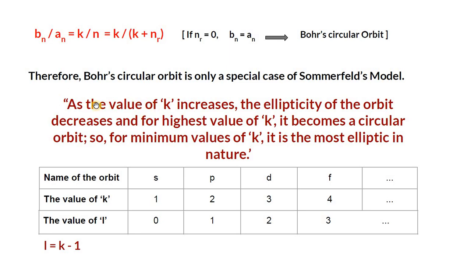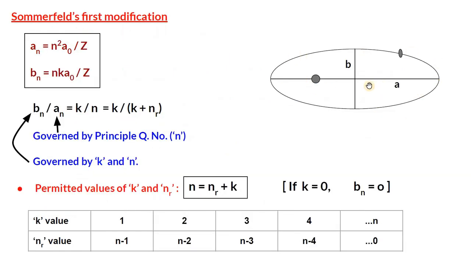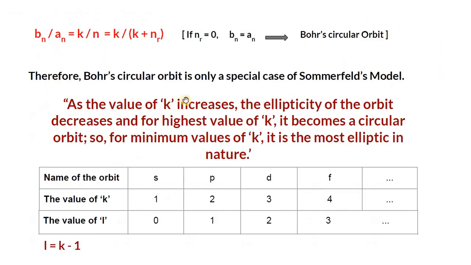So in general, when the value of k increases, the ellipticity of the orbit decreases, and for the highest value of k, that means when k equals n, it becomes a circular orbit, and for the minimum value of k, it is the most elliptic in nature. That means like this system, and when k is equal to n, it will be like that, a circular orbit. Okay, so I think it is quite clear to you.